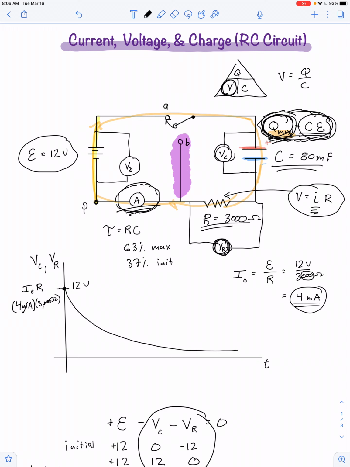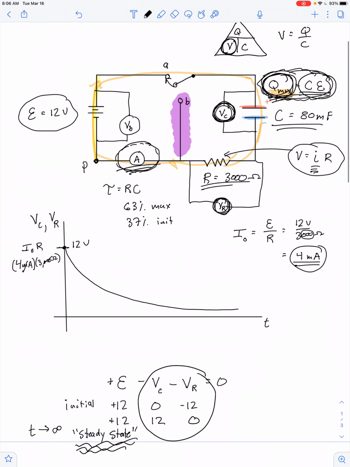So this voltmeter that's connected in parallel with the capacitor is going to start out with a reading of 0 as the capacitor is initially uncharged, and then as time goes by, it asymptotically grows to equal the voltage across the battery.